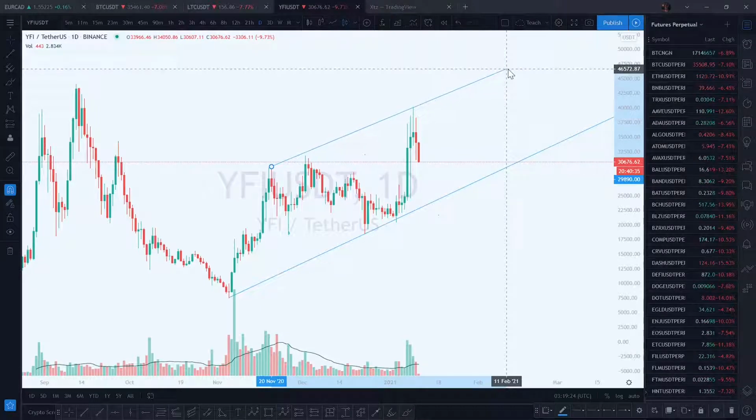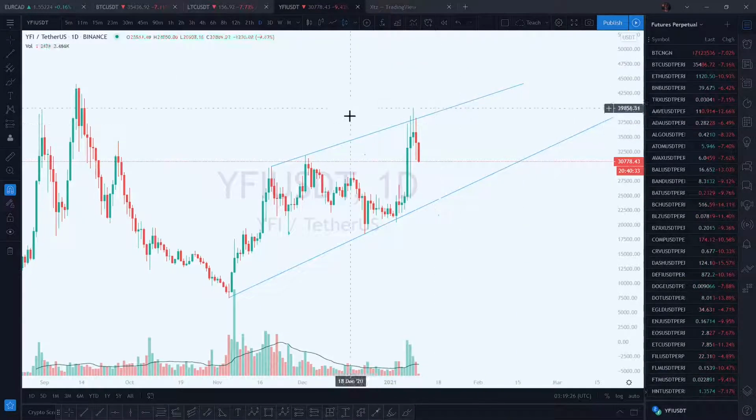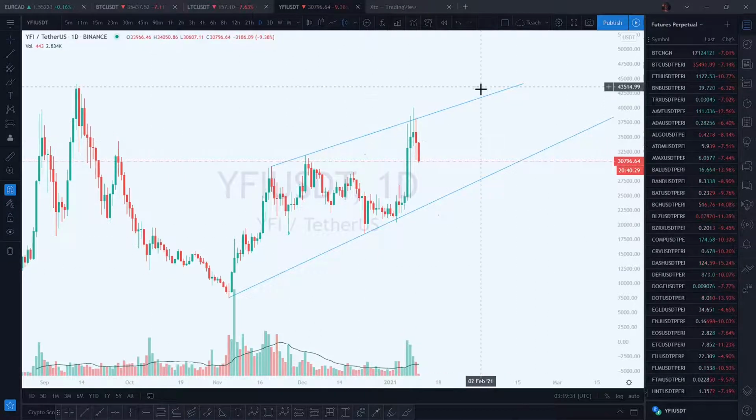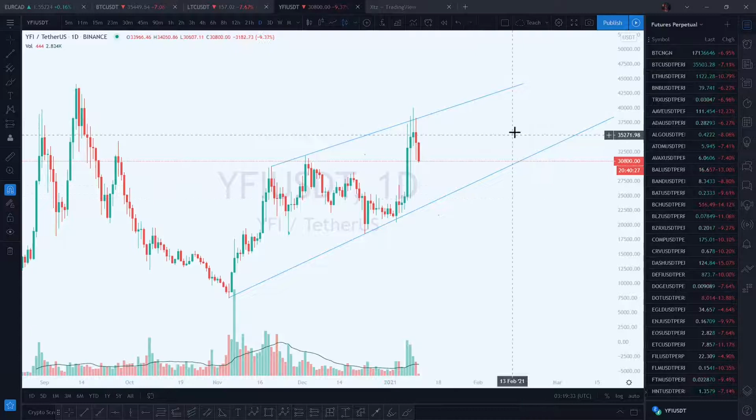So you can draw it like this. You can also draw it like this. And what are we seeing? We are either seeing a rising channel or a rising wedge. And what does it tell us? That at the end of the day, it always breaks to the downside, right?